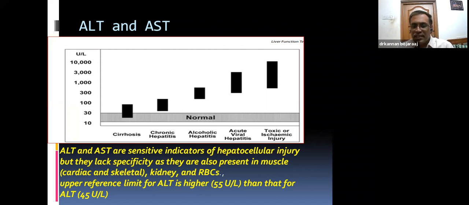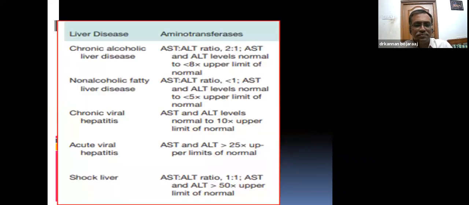The upper reference range is 55 units for ALT and 45 for AST. With this, we can come to a conclusion about where the problem is. You can take the AST-ALT ratio; if it is 2:1 and the levels are elevated up to 8 times the upper limit of normal, we can fix the diagnosis of chronic alcoholic liver disease.